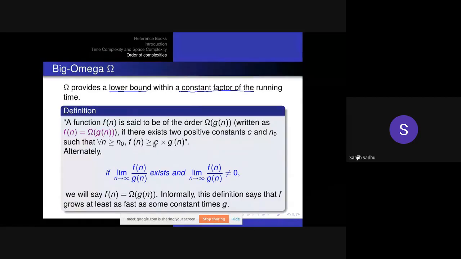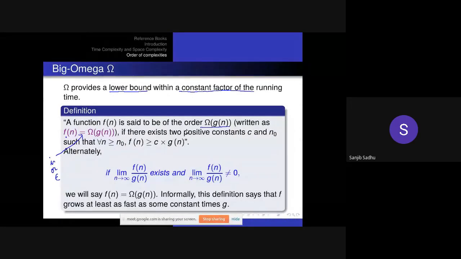A function f(n) is said to be big omega of g(n). In this case again I am saying the same thing: don't read it as equal to. You should read it as just "is", or you should use the belongs-to sign. f(n) is big omega of g(n) if there exist two positive constants c and n naught such that for all values of n greater than or equal to n naught, f(n) is greater than or equal to c times g(n).